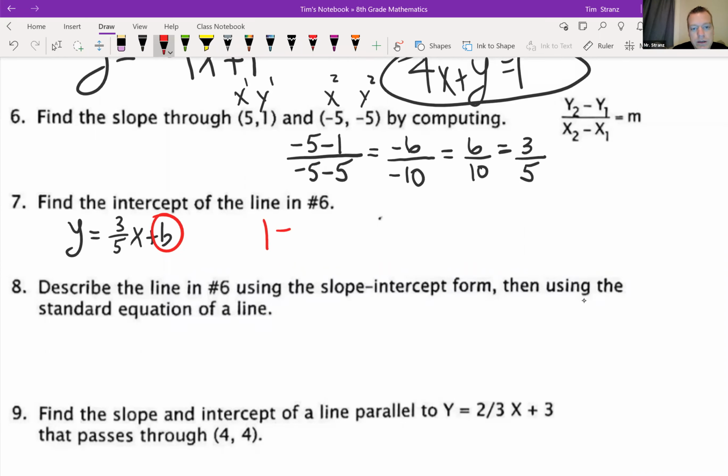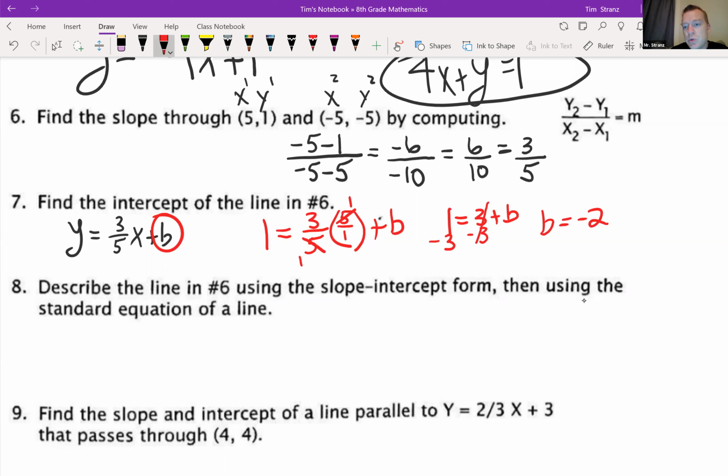1 is going to be my y value. So it's going to be 1 equals 3/5 times my x value, which was 5, plus b. That's what we're looking for, b. If I take 3/5 and I multiply that by 5 over 1, the 5's can cancel out, and that just leaves me with 3. So really what I have left is 1 equals 3 plus b. To get b by itself, I'm going to subtract 3 from this side. Those cancel out. Subtract 3 over here, and now b is going to equal -2. All right, I have my y-intercept now.